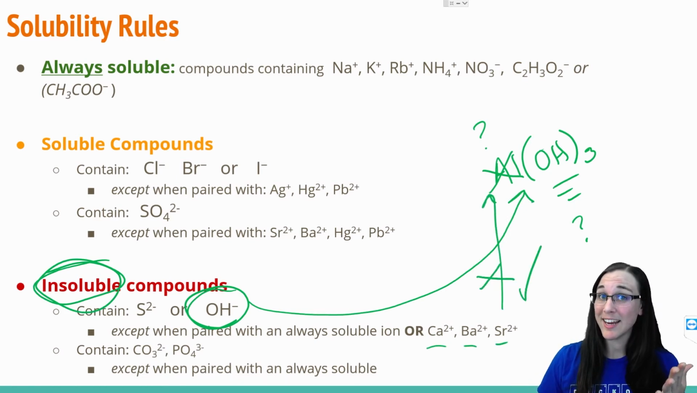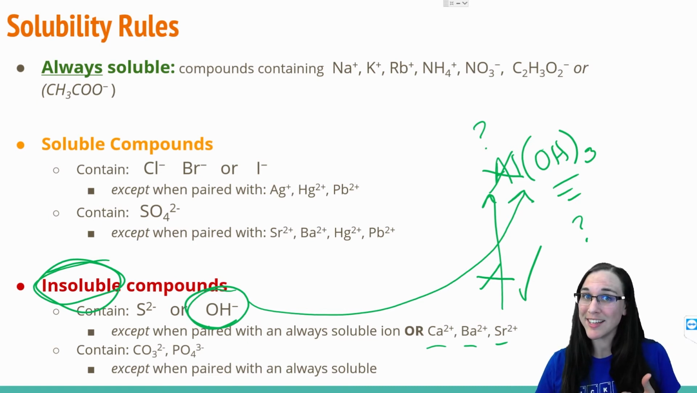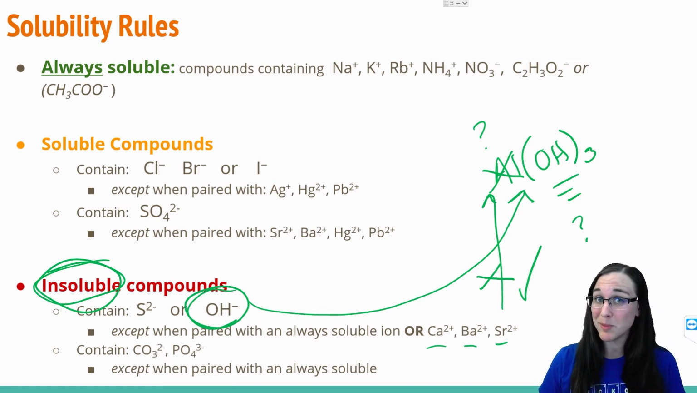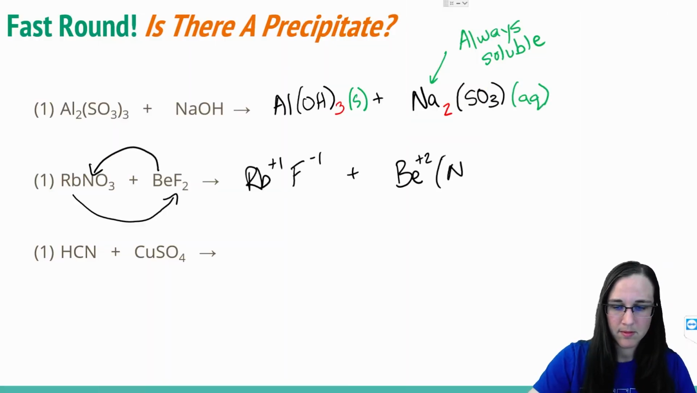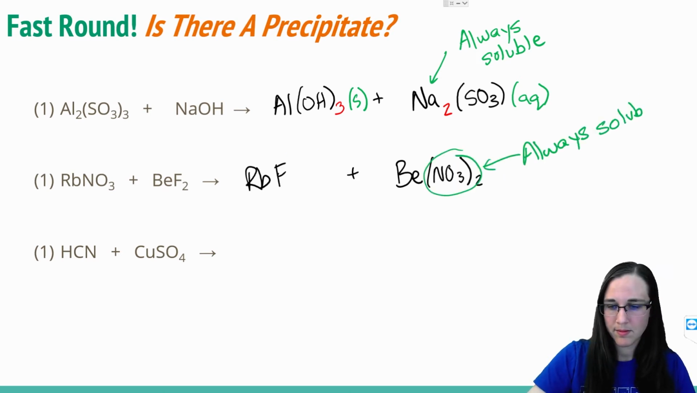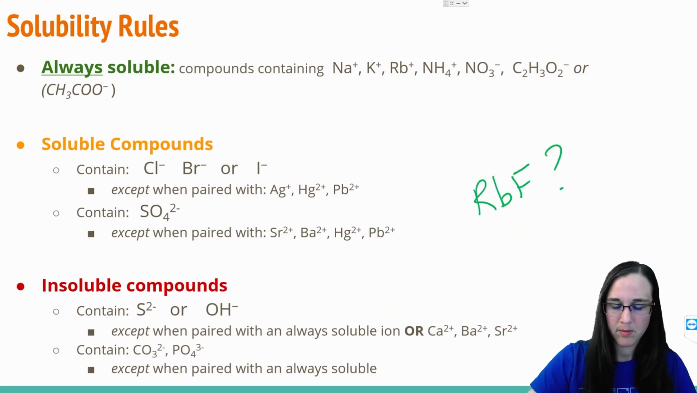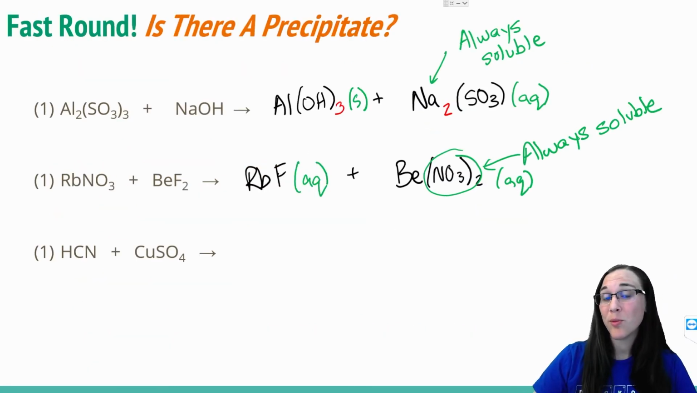Since the hydroxide is an insoluble compound and it's not paired with any of the exceptions in our list, we know that aluminum hydroxide must be our solid precipitate product for the first question. Notice for the second one, we didn't have a precipitate drop out of solution. There doesn't always have to be a precipitate.